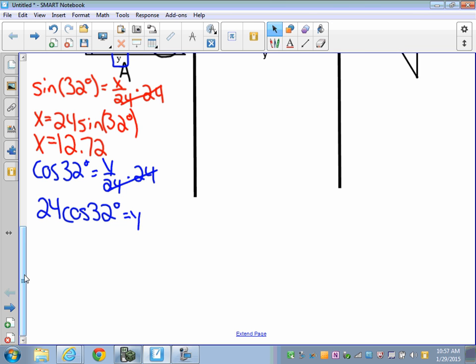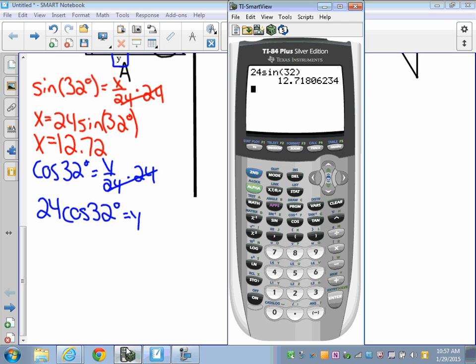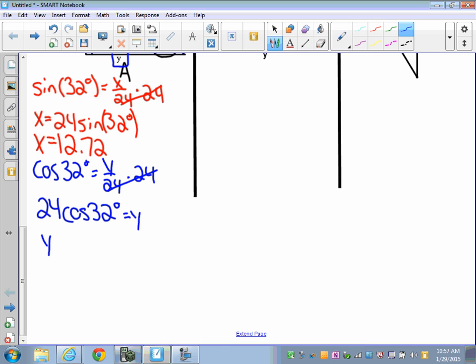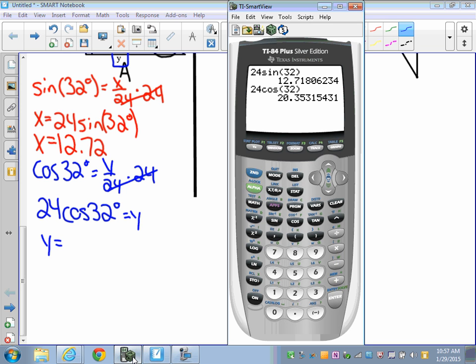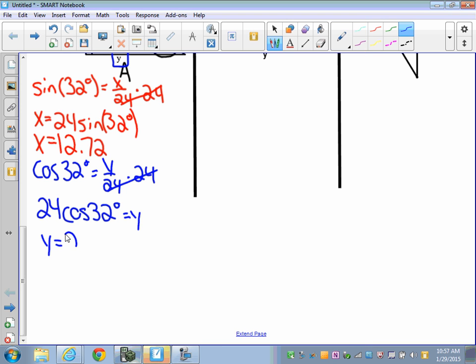I double check to make sure my calculator is already on degrees, so I'm good. 24 cosine 32, and we round to 2 decimal places, so y is equal to 20.35. And those are my 2 answers.